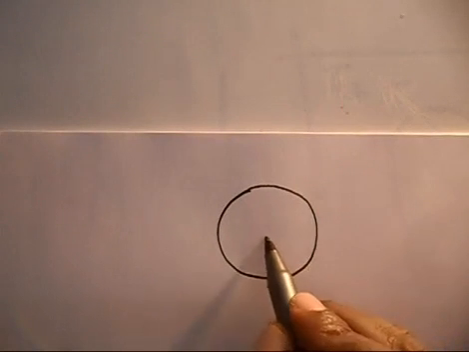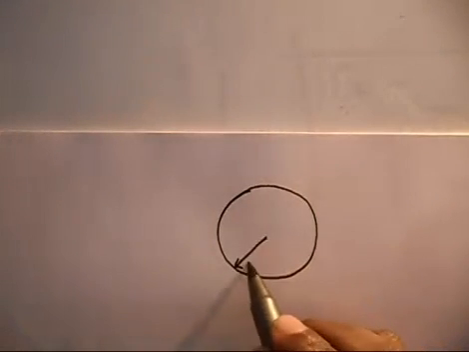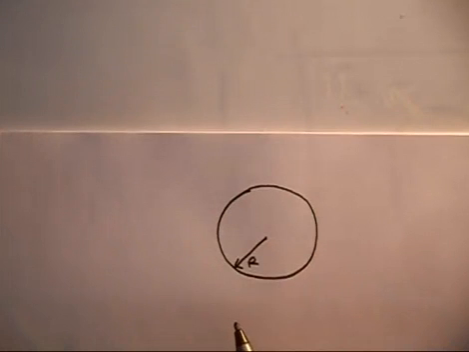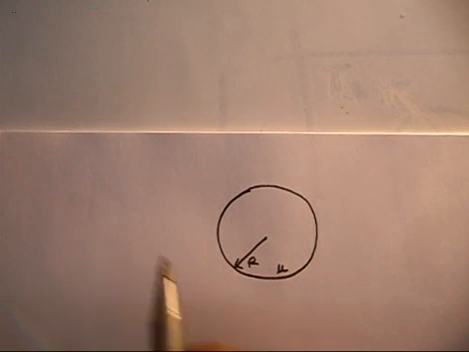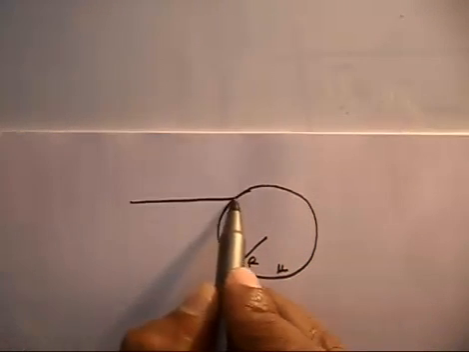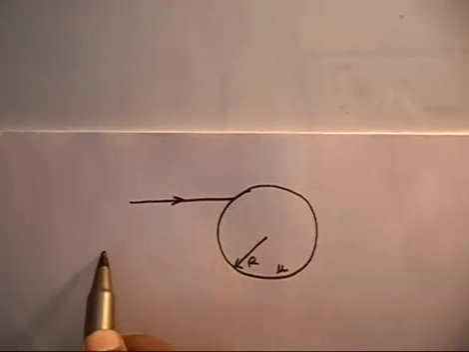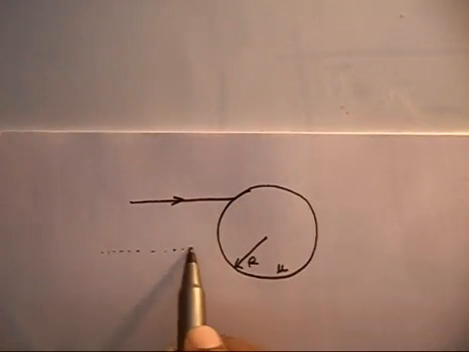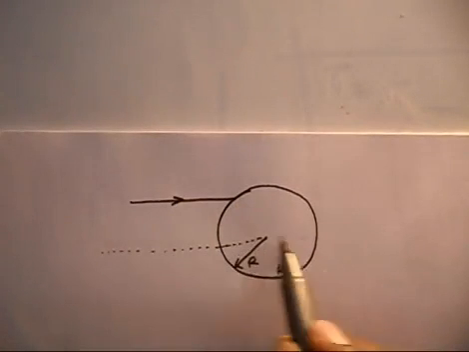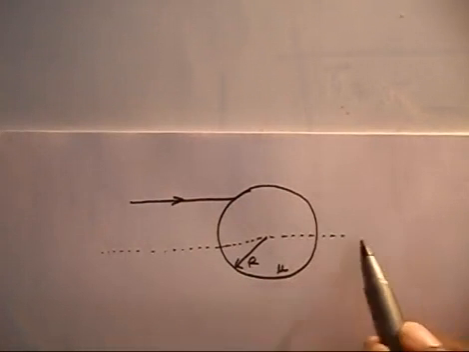The sphere has radius r, which is given, and the refractive index of its material is mu, which is also given. The question says a ray of light is incident as shown in the figure. The figure is something like this: there is a ray of light that is incident, and this is the line passing through the center of the sphere, horizontal.